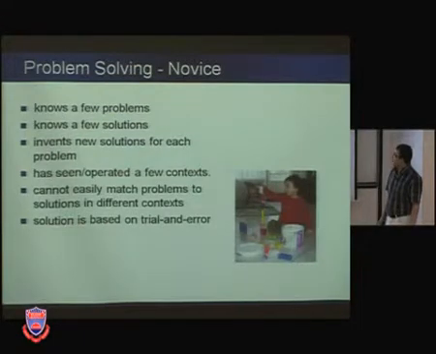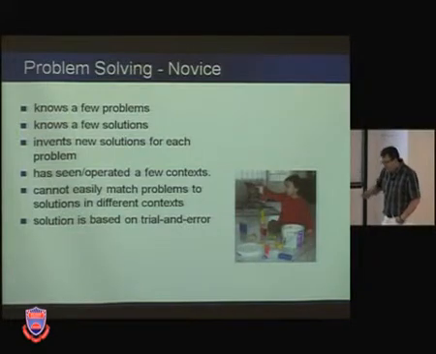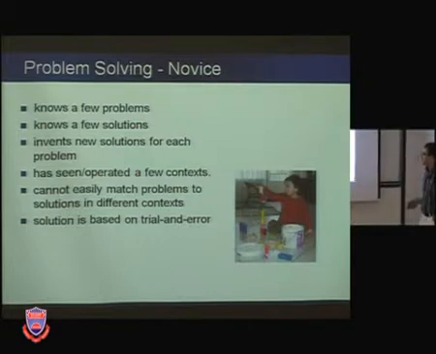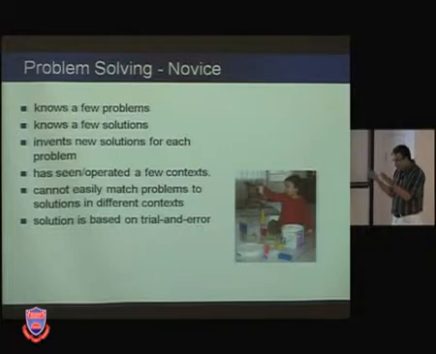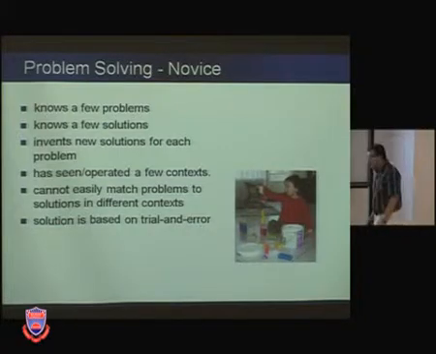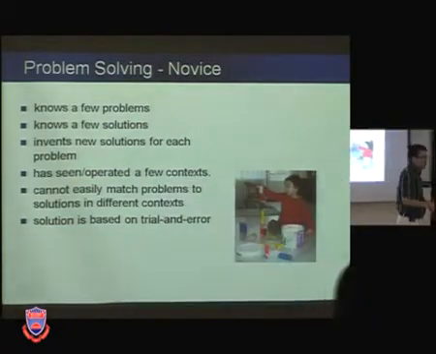If you look at a novice, like children, children know a few problems, know a few solutions, and invent new solutions for each problem. You have a problem, just try to invent from scratch. They have seen and operated in a few contexts, and cannot easily match problems to solutions in different contexts. So you have a problem, but what's the related solution? The solution is based on trial and error. Like children, they also solve problems, but it's basically like play.